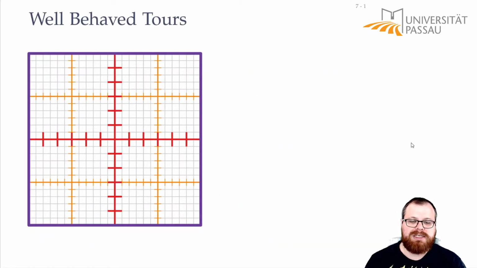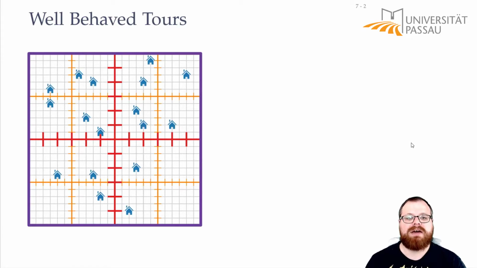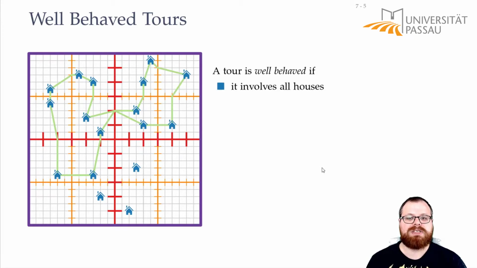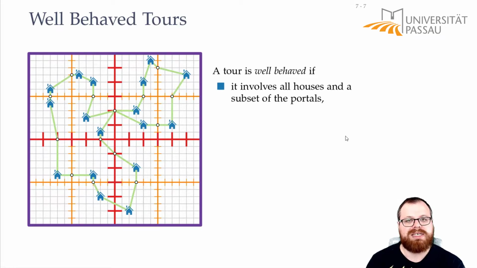So if we have our instance here, we have the dissection, and we have our houses. Then what we want to find is some tour, so we have to define what are the properties this tour can have. For example, this is a tour, but for obvious reasons, this is not a tour that we want to find. The first reason is it doesn't visit all the houses. So, of course, a well-behaved tour has to visit all houses. Like this. And then we have all these portals, so it involves all houses, but not all of the portals, only a subset of them.